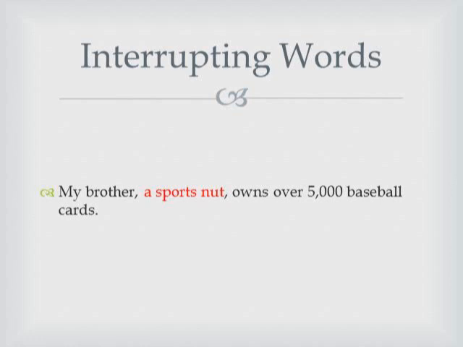A sports nut is just a little nugget of information, a few words that are helping to explain my brother a little bit more, but they're really not necessary to the sentence. It's interrupting the flow of the sentence, so I'm going to put commas around it, after brother and after nut.